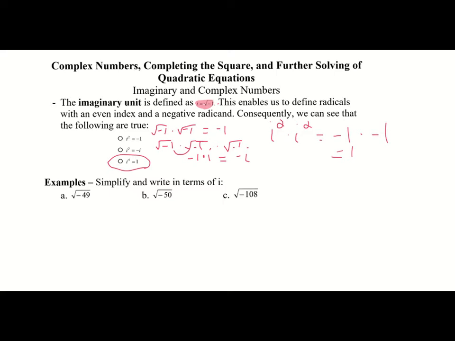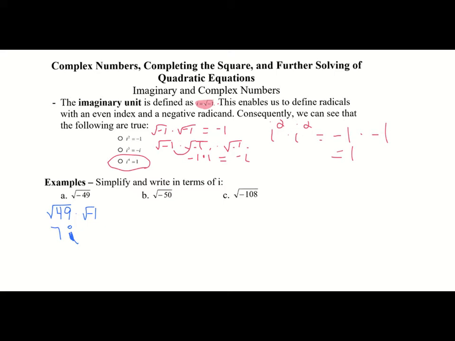Now, what we would do to deal with our negative radicands: if I have here the square root of -49, before we would say not a real solution. But now I can rewrite this. I know the square root of 49 is 7, so I can rewrite this as the square root of 49 times the square root of -1. We know that the square root of 49 is 7, and we know the square root of -1 can be written as i. So my answer here would be 7i.